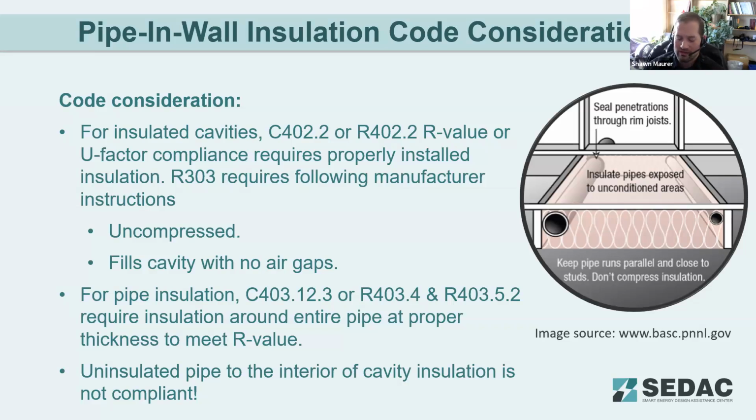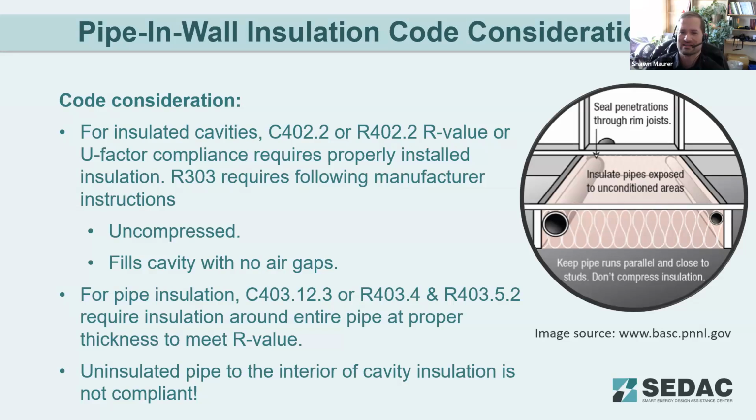One of the things impacted is the building wall cavity insulation. If you've got a pipe in there and it's compressing that wall cavity insulation, then you're not getting the effective U factor there. Again, we're also going back to R303, which requires following manufacturer's instructions for installation of insulation. If you have a pipe in that cavity and you're compressing the insulation and shoving it behind the pipe, you're doing a couple of things that are not code compliant.